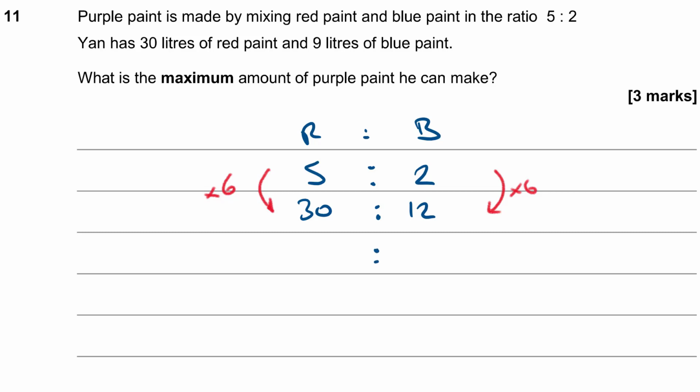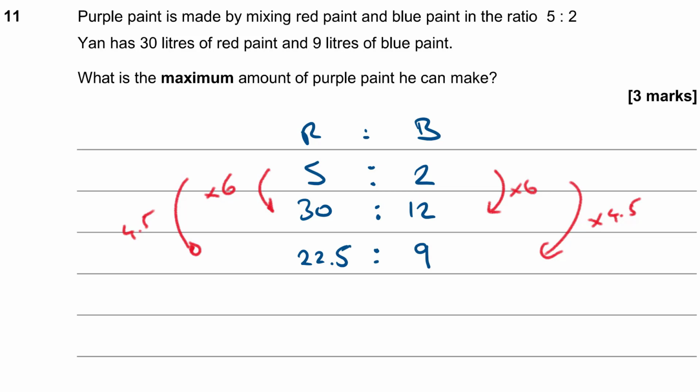So the best I'm going to be able to do is to make blue equal to 9. So what do I have to multiply 2 by to get 9? I have to multiply it by 4.5, don't I? It's 4.5 times bigger. So if I multiply 5 by 4.5, what's that? 5 lots of 4.5, 9, 18, 22.5 litres of red paint.